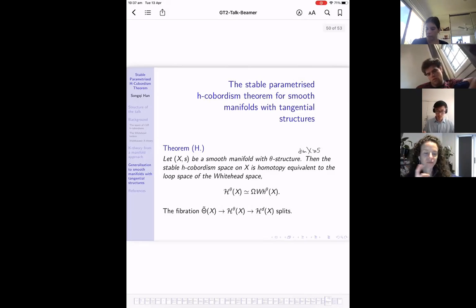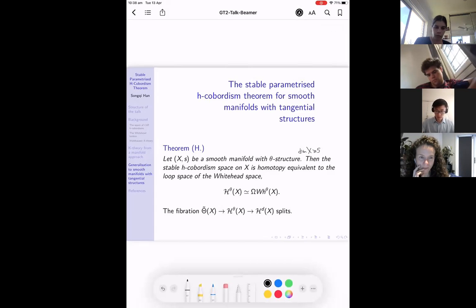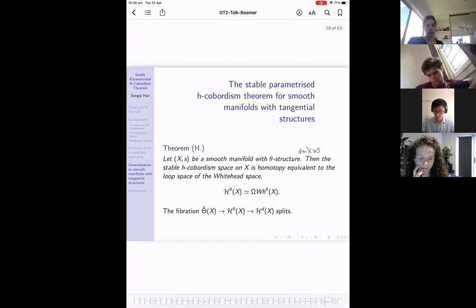And we also know that the fibration induced by the forgetful functor splits. And this splitting actually provides a way of understanding the splitting of A-theory, as we are going to see in the next slides.